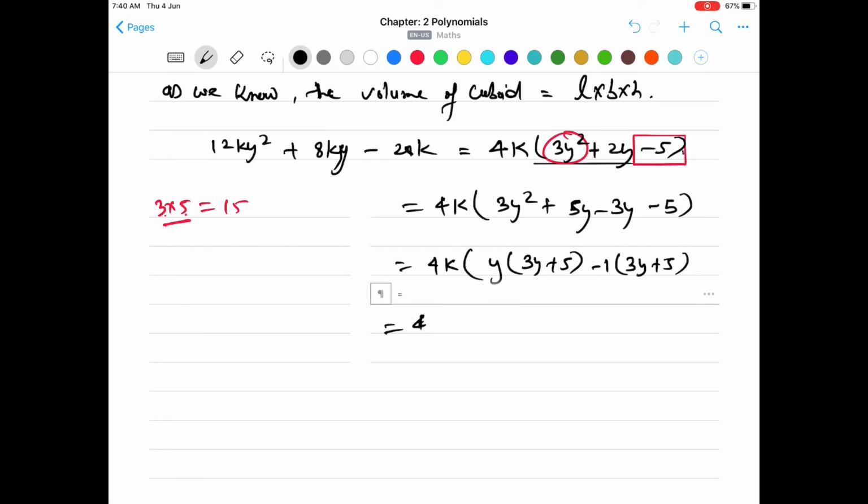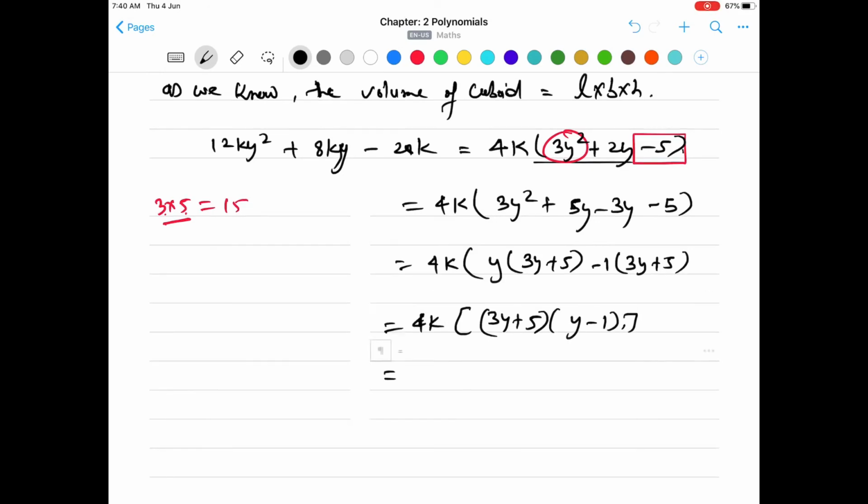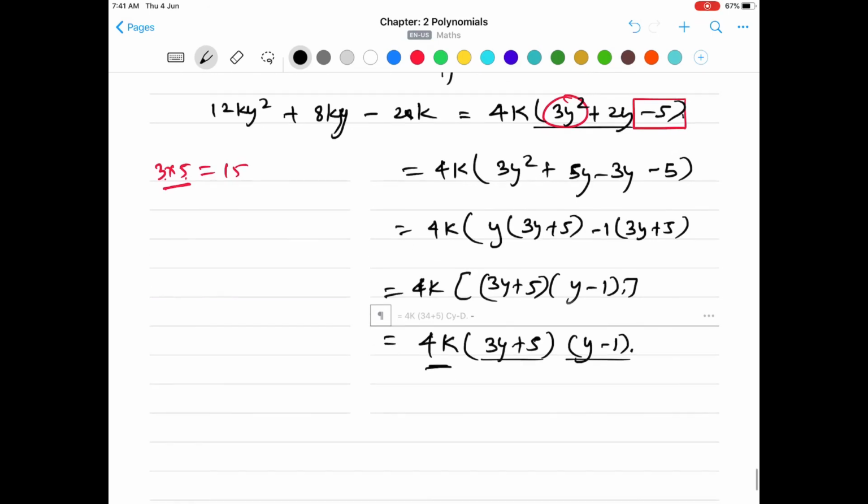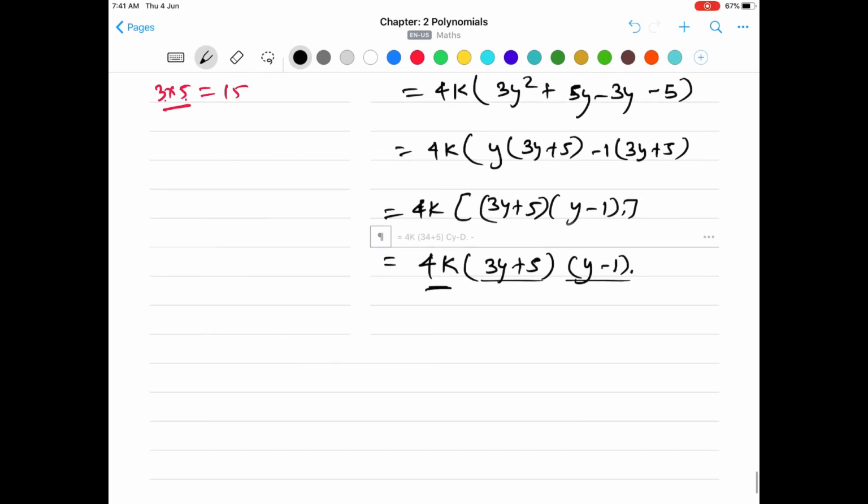Now we'll first write 4k. Now we'll take 3y plus 5 common. What remains inside is y minus 1. So we have 4k into 3y plus 5 into y minus 1. So these are the three separate expressions, and these are the possible values for length, breadth and height.